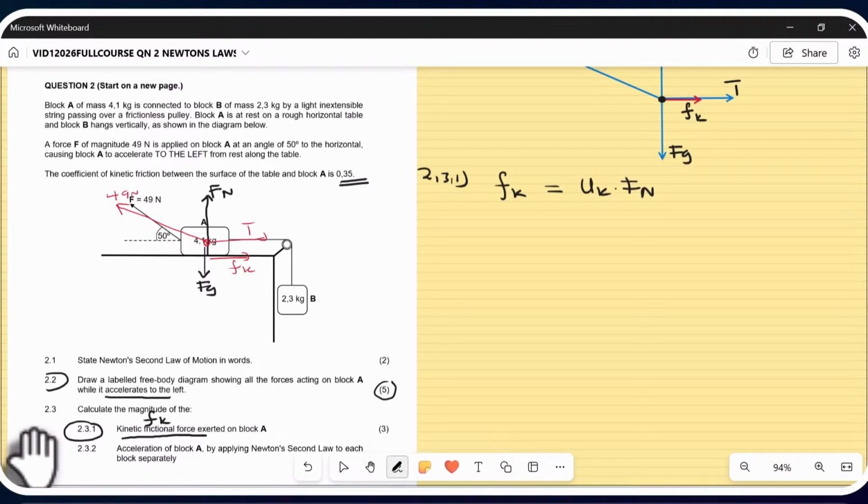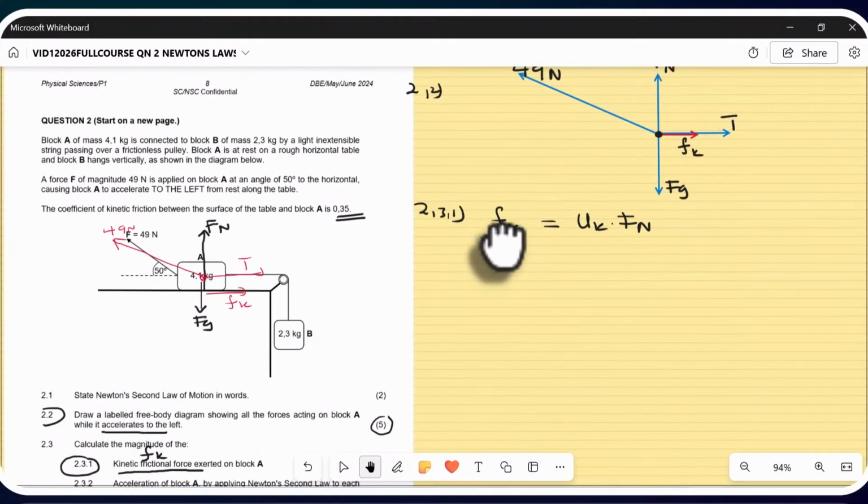Then I can say that they're going to be equal. That would be, if it is stationary, called the static frictional force. But lucky enough for this question in May/June 2024, they gave us the coefficient. Now our force, this one which is pointing up, you can see it here.